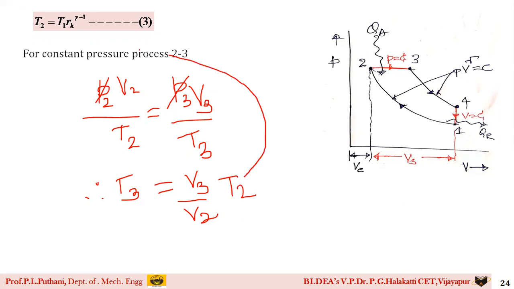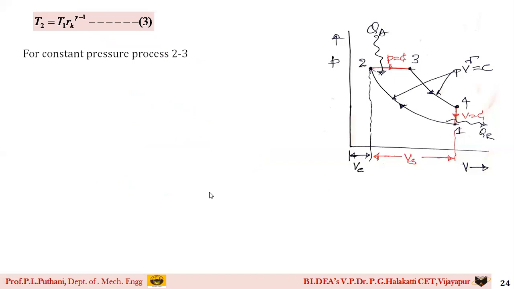Already the value of T2 I have written in terms of T1. I can replace that value here, T2 in terms of T1. And V3 by V2, students, as I said in the graph, is the new type of ratio. We call it RC. So now those things I am going to substitute here. That is T3 is equal to T2 RC, because this volume ratio represents the cutoff ratio RC, and T2 value just now I have written here as T1 into RK raised to gamma minus 1. So what does it mean, students?